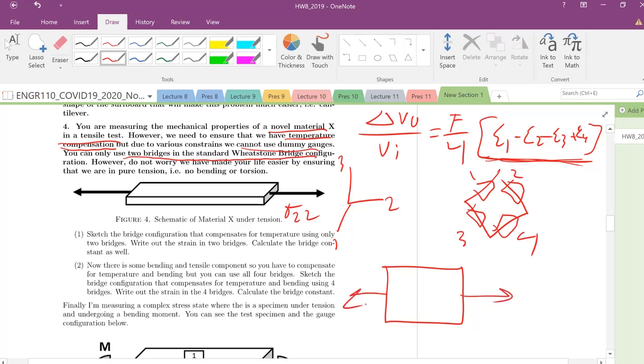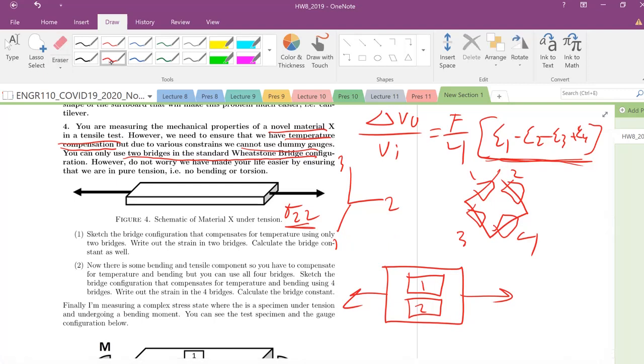So we need to have two strain gauges. Let's see what happens. So I have 2 strain gauges. Let's say I put them on my material as 1 and 2, and they're on the top. So what's the strain in 1? Well, it's going to be the strain due to the stress in the 2-2 direction. We can rewrite this.